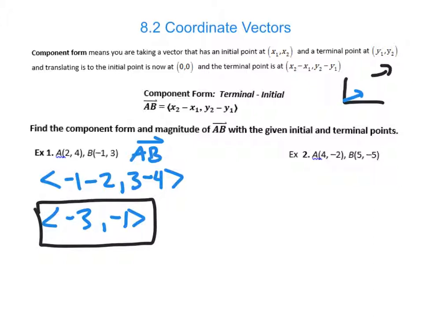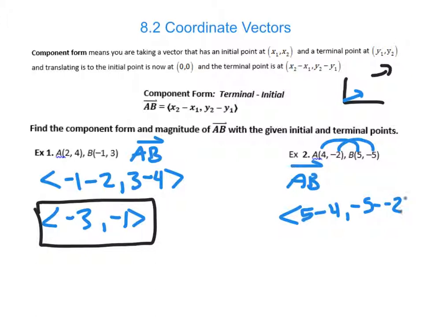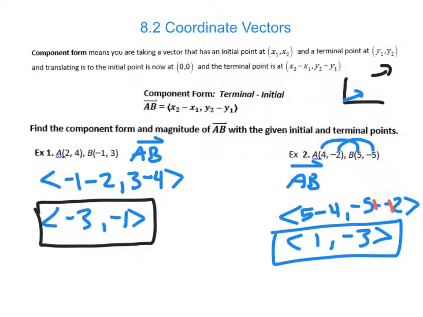Basically, we're taking something that was not starting at 0, 0, and once we know what the magnitude and direction are, translating it to 0, 0. So my component form is 5 minus 4, -5 minus -2. So it's going to give me 1, minus the negative is plus, -3. There's my component form. Easy peasy lemon squeezy.